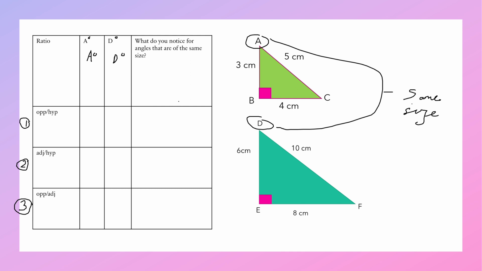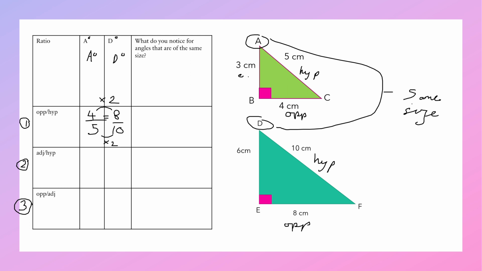Okay, so angle A, opposite we already figured out. Hypotenuse we have here, so we have 4/5. Okay, angle D, opposite we have here, hypotenuse. What does that give us? That gives us 8/10. And 8/10 is an equivalent fraction to 4/5, because if you think about it, you times by 2, you times by 2. Let's see what we get for adjacent over hypotenuse.